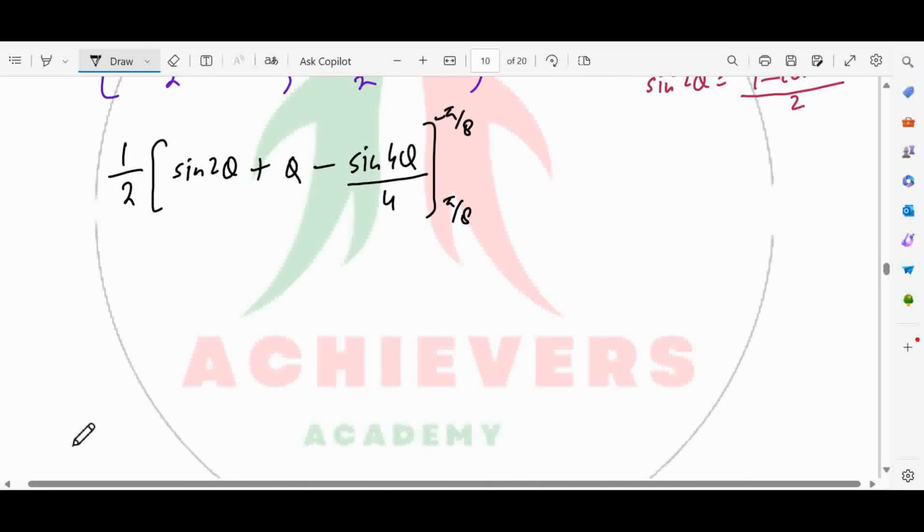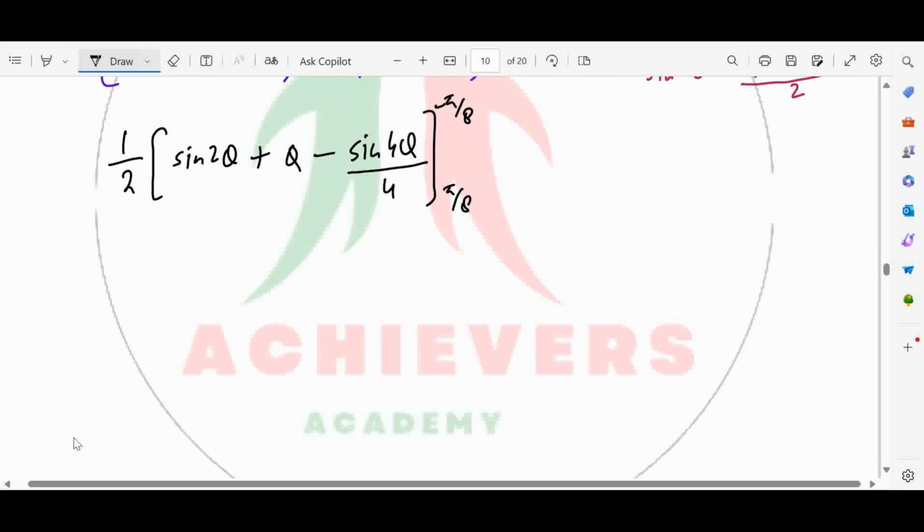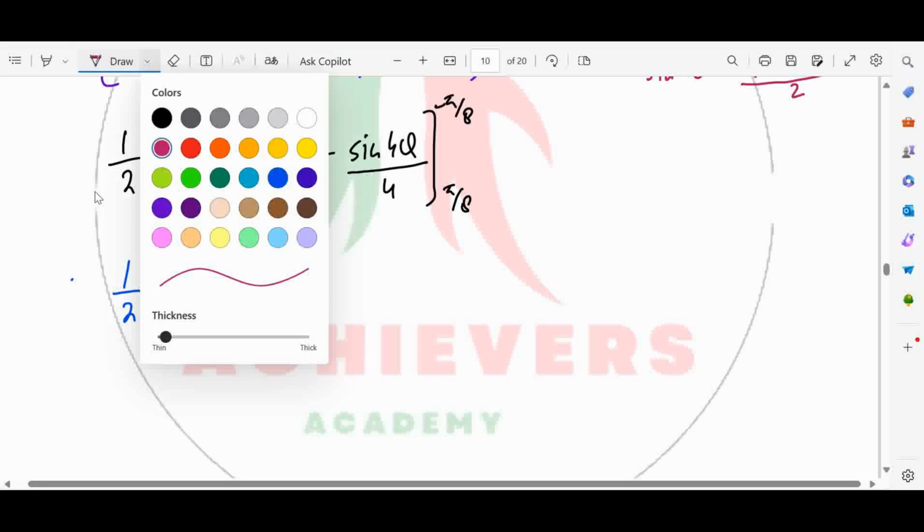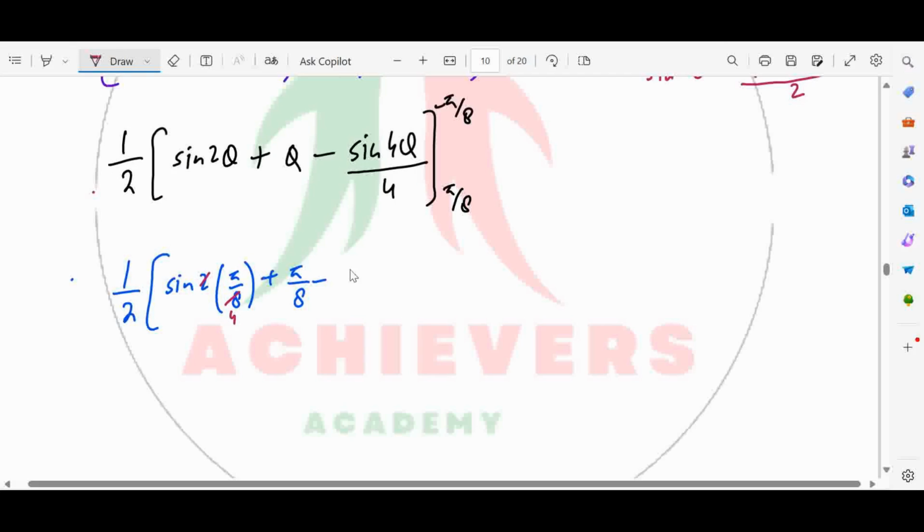Now we just need to put the values, upper limit minus lower limit. So this will be now 1 by 2. Upper limit will be sine of 2 into pi by 8 plus pi by 8 minus, we can simplify it here also directly. 2 1s are 2, 4 1s are 4, minus sine of 4 pi by 8 divided by 4, this one is upper limit, minus lower limit.